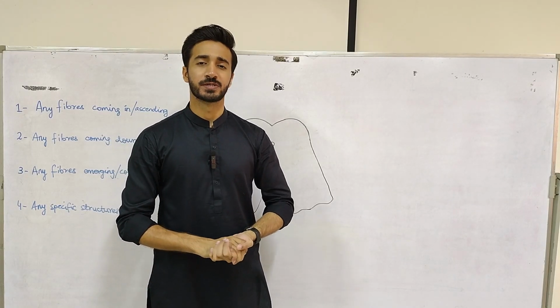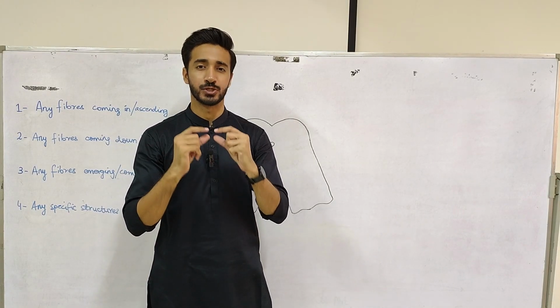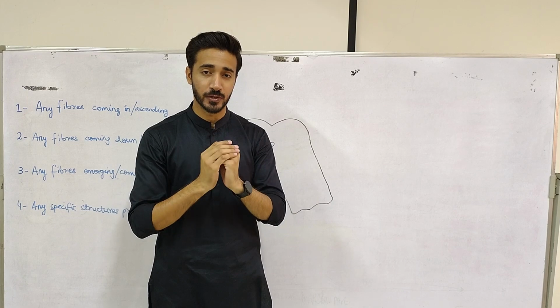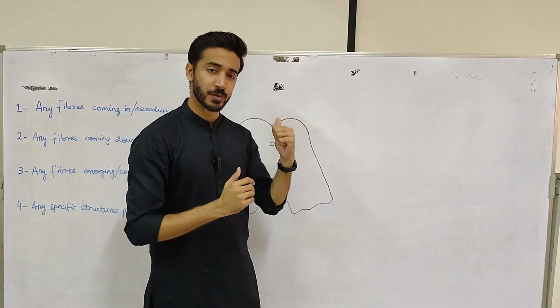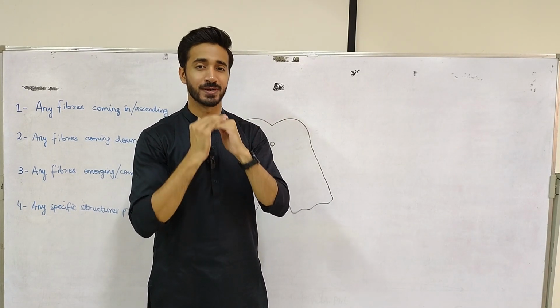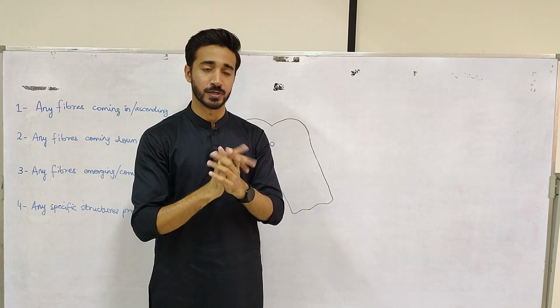Okay, in the previous video, we discussed the cross-section and how it's drawn at the level of the inferior colliculus of the midbrain. In this video, we're going to talk about a cross-section of the midbrain, but now at the level of the superior colliculus.